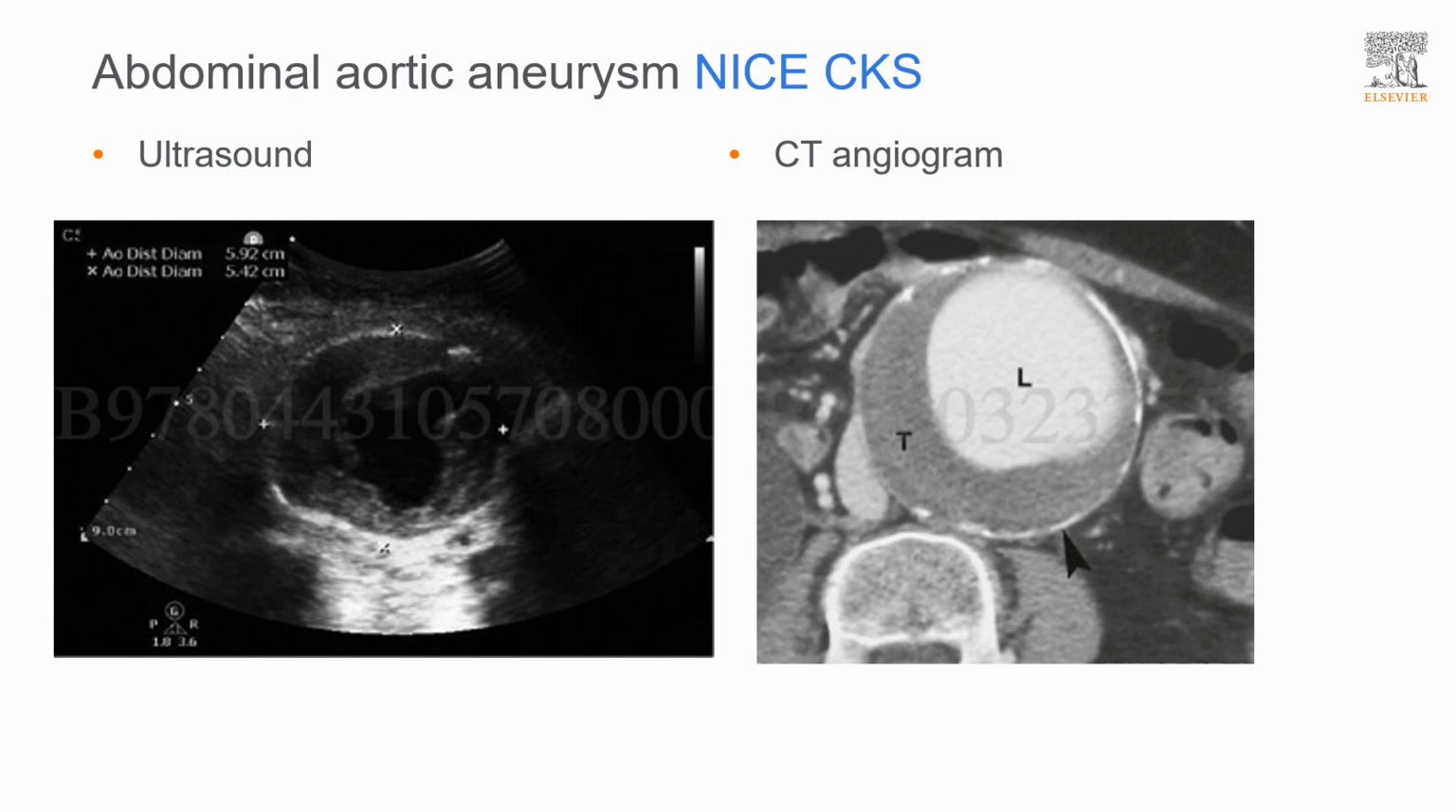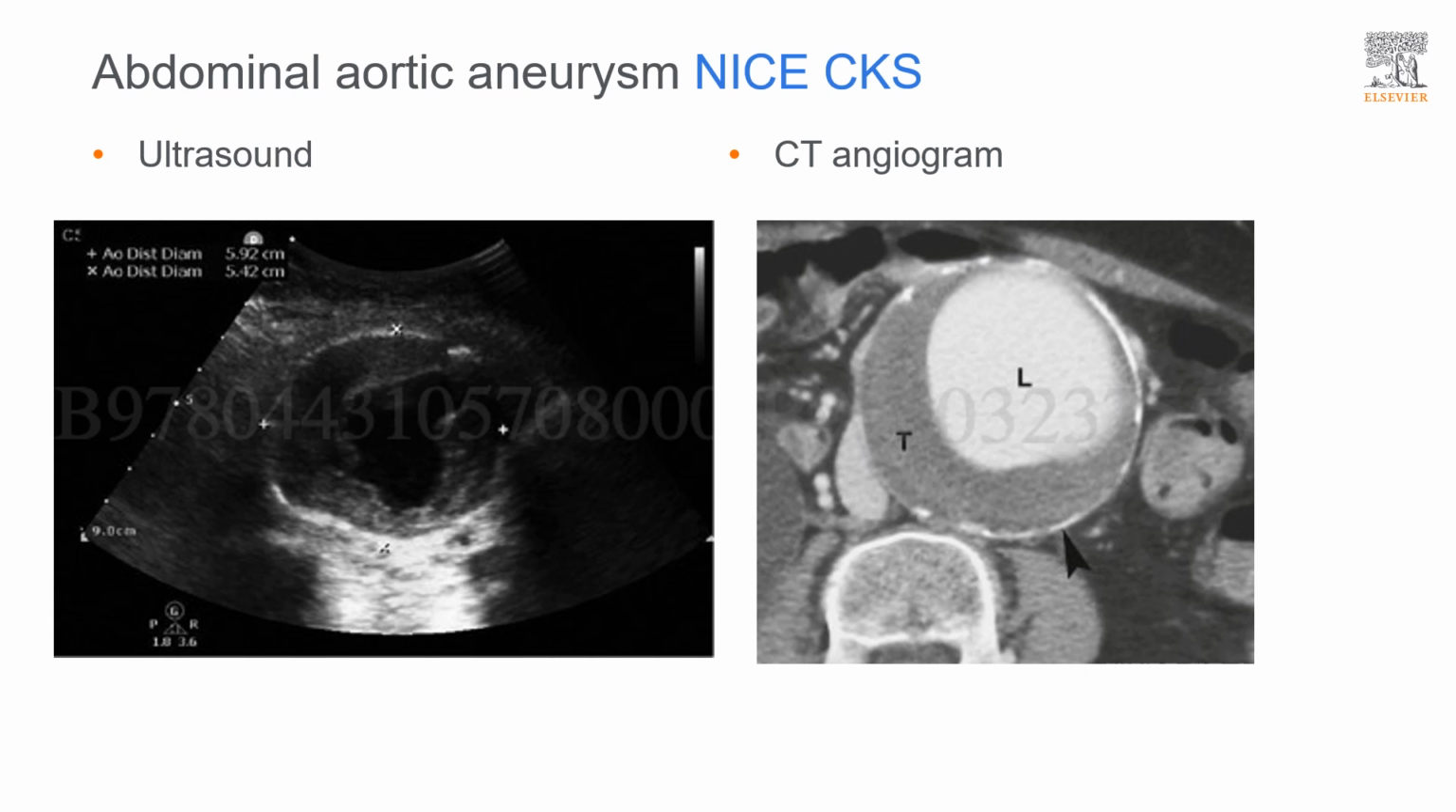Here we have some imaging findings in abdominal aortic aneurysms. Ultrasounds may be used for the initial assessment of symptoms, followed by a CT angiogram to definitively diagnose the condition. On the CT, we can see a large aortic aneurysm exceeding 5 centimeters in diameter. The T denotes the large thrombus partially surrounding the contrast-enhanced patent lumen, L.